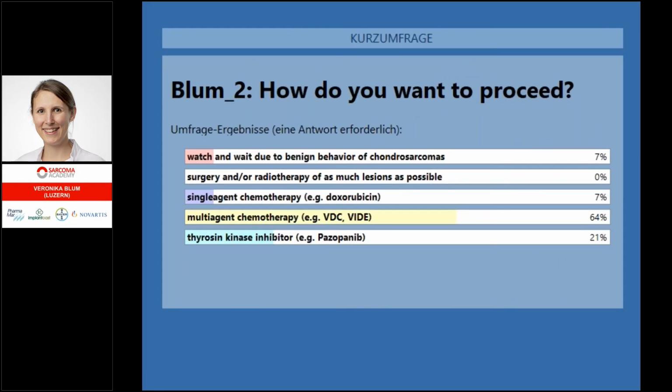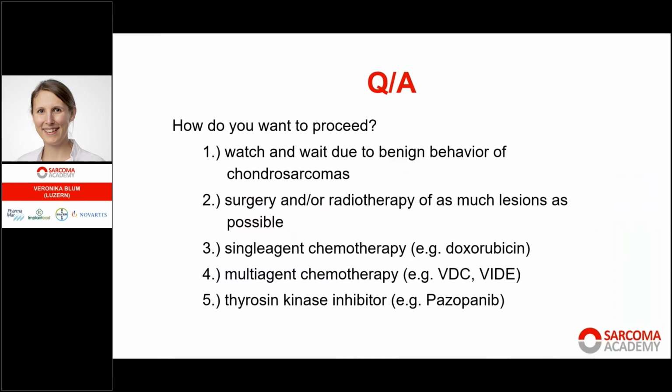We have 64% for multi-agent chemotherapy. We have 21% for tyrosine kinase inhibitor. We have 7% either for watch and wait or for single agent chemotherapy, and no one selected surgery and/or radiotherapy. Okay, so most were for multi-agent chemotherapy.